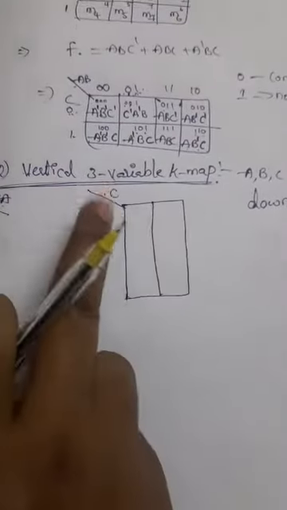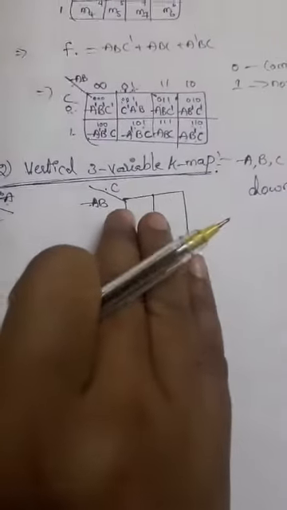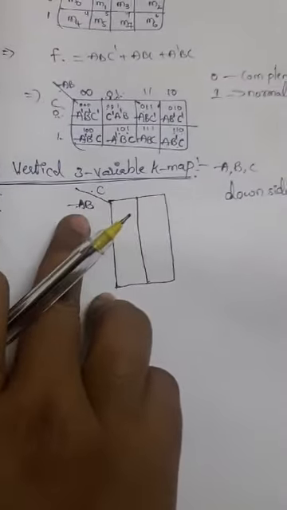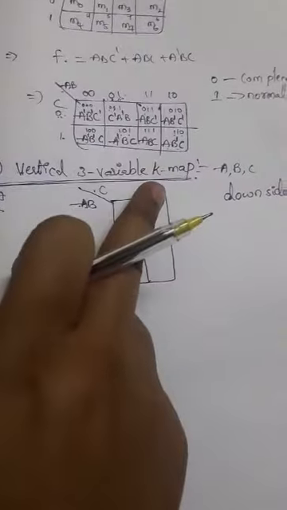Here I am taking C here and AB here. So you can take any order, like A here and BC here. Compulsorily, the combinations will be taken with reference to the variables. Just check how many variables you are taking at the downside and how many at the top side. First check it, and after that you can write the combinations.